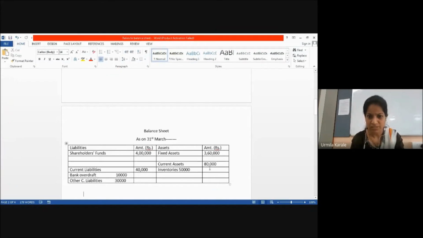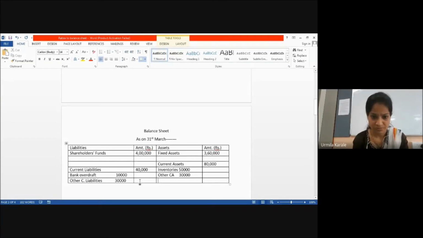Now, out of 80,000, 50,000 is given separately, that is inventory. Then the remaining amount we'll consider as other current assets. 80,000 may say 50,000 is inventory, then the remaining 30,000 is other current assets. Because this and this together is this much amount. Total of assets is given, then out of that we are finding out separate components.